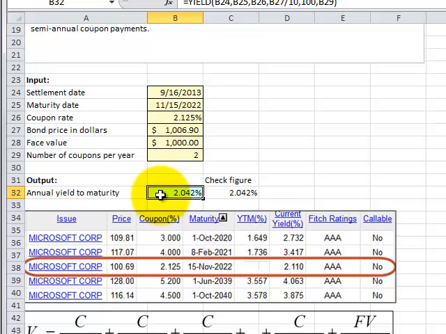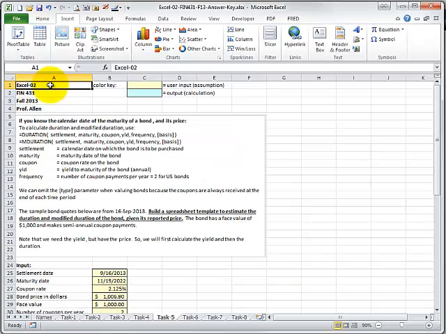So this is task 4, calculating a bond's yield given that we know its price. And we have calendar dates rather than a number of years to maturity. Next we'll have a look at task number 5. This is task number 5.